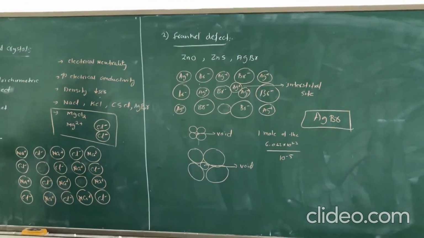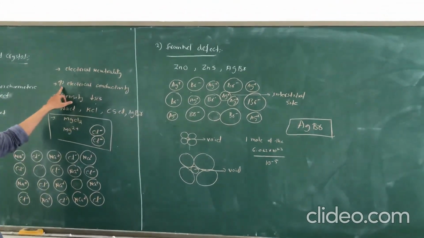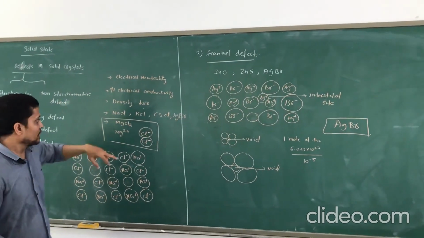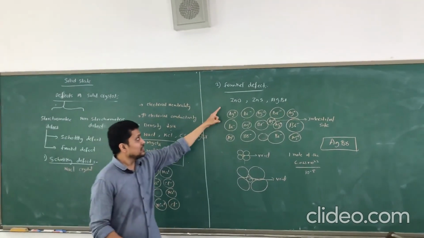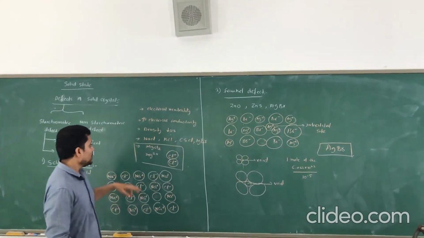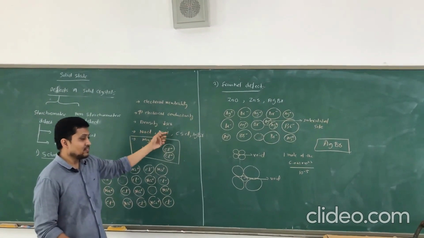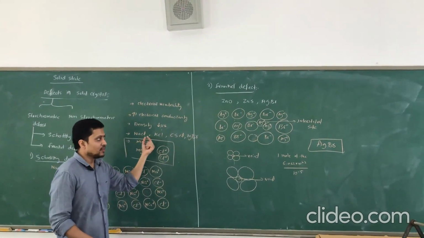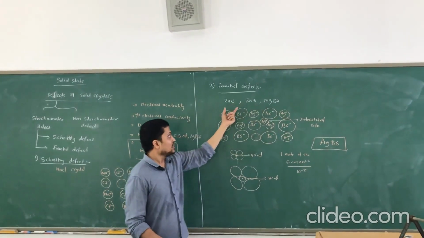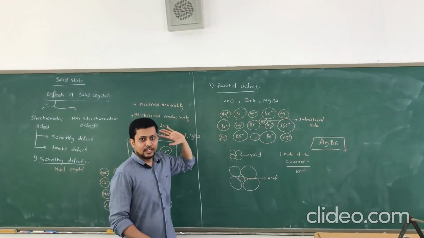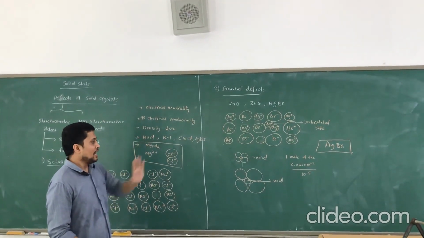So it's simple. If we compare the Frenkel defect and the Schottky defect, these are the points we must remember. For the Schottky defect, electrical neutrality is maintained, and for the Frenkel defect also. Electrical conductivity increases for both. But density reduces for the Schottky defect, while density remains the same in the Frenkel defect. For examples, we have NaCl, KCl, CsCl, where the anion and cation sizes are the same, for Schottky. For the Frenkel defect, ZnO, ZnS, AgBr are the examples, where anion and cation sizes are different. That is the only difference we have to remember between the Schottky and Frenkel defects.